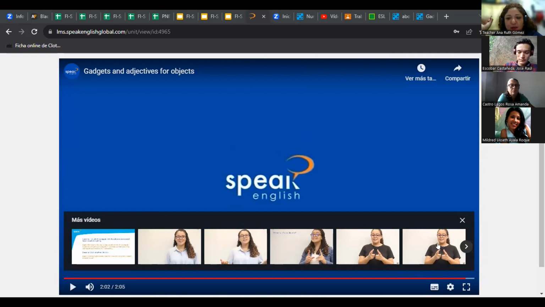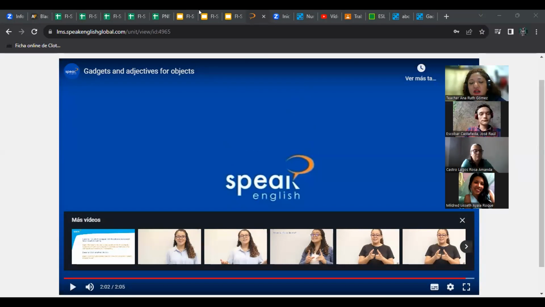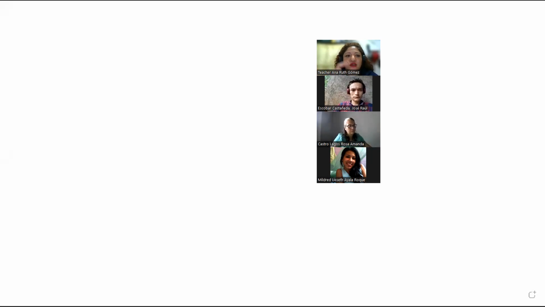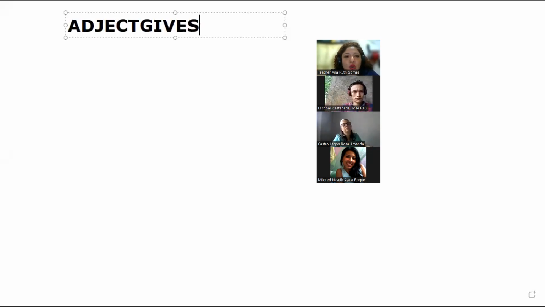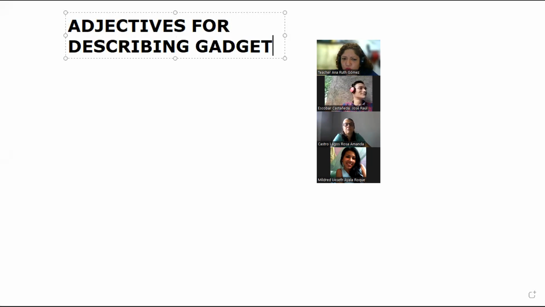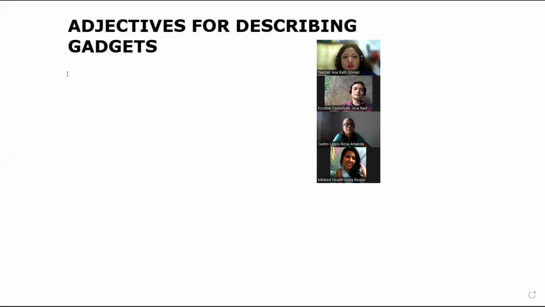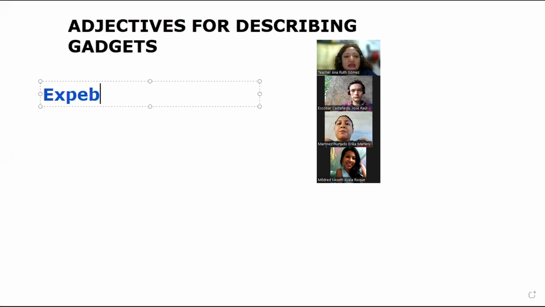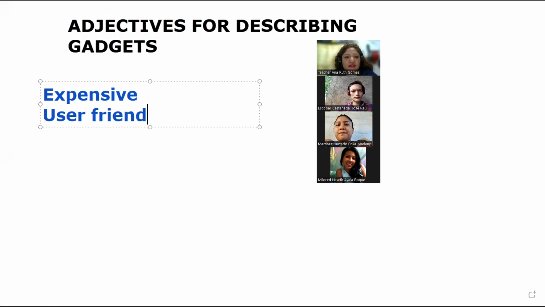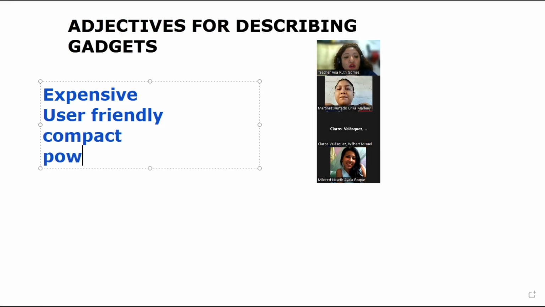Now, she was talking about adjectives for describing gadgets. Adjectives are very important. And actually, that is something related to what we're going to study today. So, can you tell me some adjectives for describing gadgets? She mentioned some adjectives, but if you know more, you can share them. All right. There is no problem. What are some adjectives for describing gadgets? Expensive. She means expensive. What else? User friendly, compact. What else? Powerful. All right.